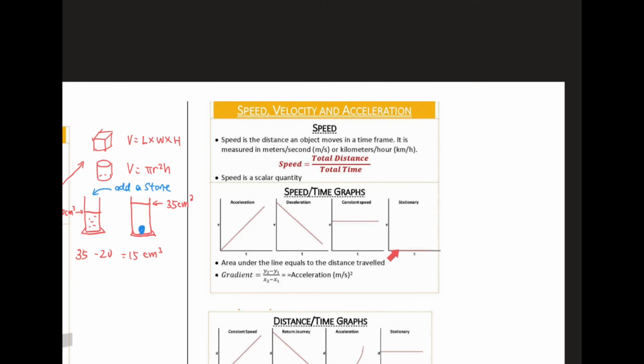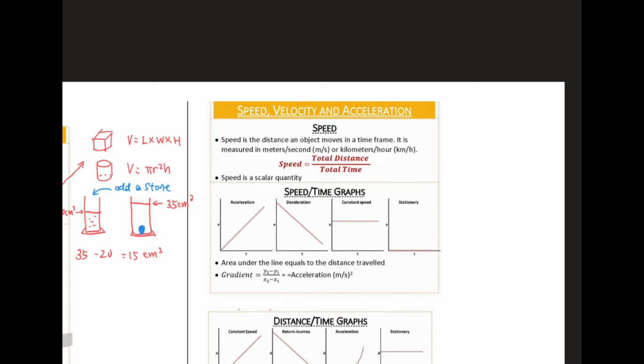And if the line is here, that means the speed is 0. So in other words, it is not moving. It is stationary. Area under the line or area under the graph equal to the distance traveled.